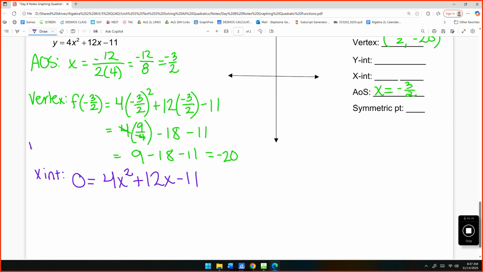Okay, let's see. What are we going to do? Here's our choices. All right, no SRP. Will this thing factor? Would be nice, but I don't think it will. No. Nope, not going to factor. So completing the square, quadratic formula. Why don't we just do quadratic formula? Can we just do that?